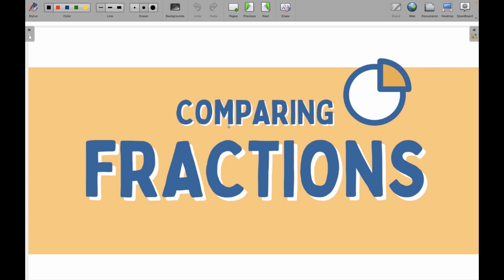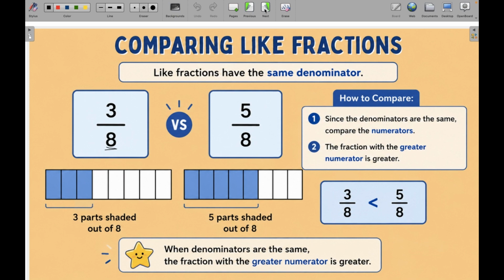Let us see how to compare fractions through some examples. Comparing means we'll be given two quantities and then we have to say which is larger and which is smaller. For example, we are given two fractions, 3 by 8 and 5 by 8. We need to identify which is greater and which is smaller, or are they equal?